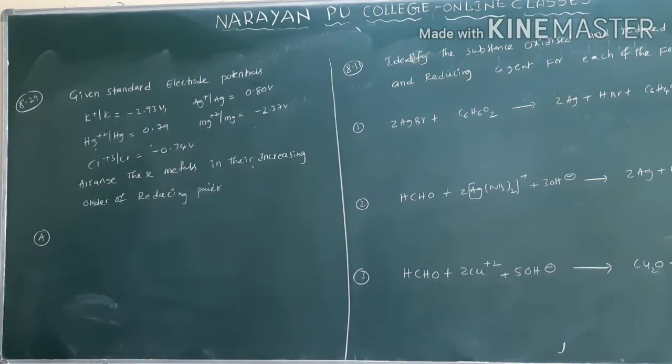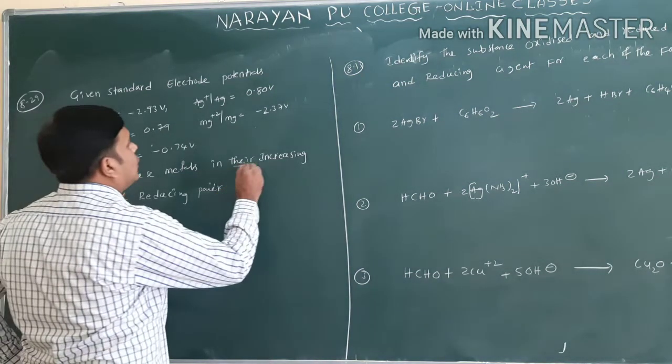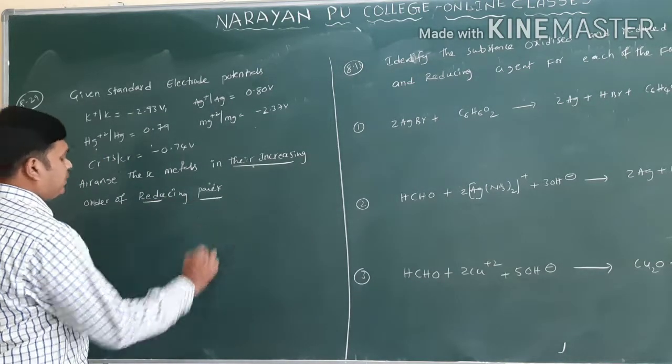So the next question we have is the question given in NCERT, question number 8.29 from your textbook. Given standard electrode potentials for potassium, silver, mercury, magnesium and chromium, arrange these metals in increasing order of their reducing power only.